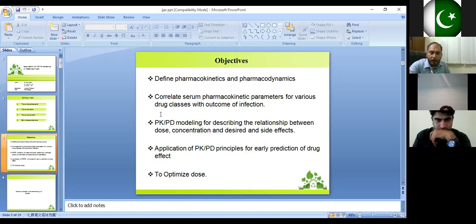So that model has also this effect. And the last one is to optimize the dose. On the basis of this modeling, that is the early prediction, we know the proper dose and proper dosage regime for all types of antibacterial drug. Because due to this model, we will optimize the dose by using this model for every group or every antibiotic.